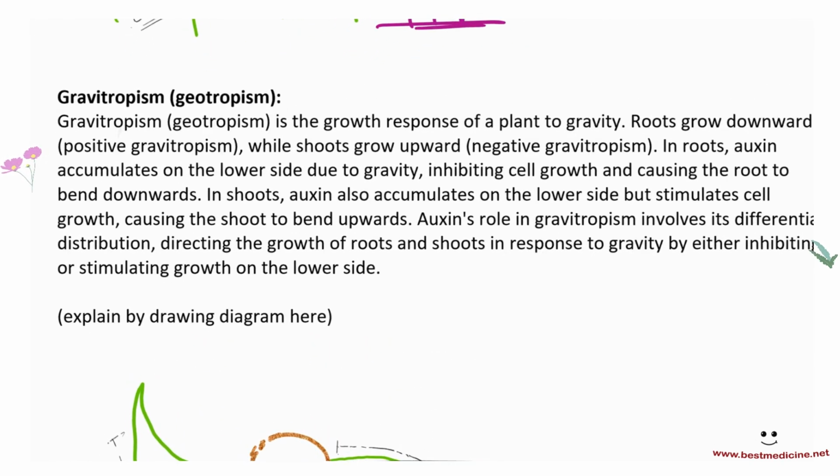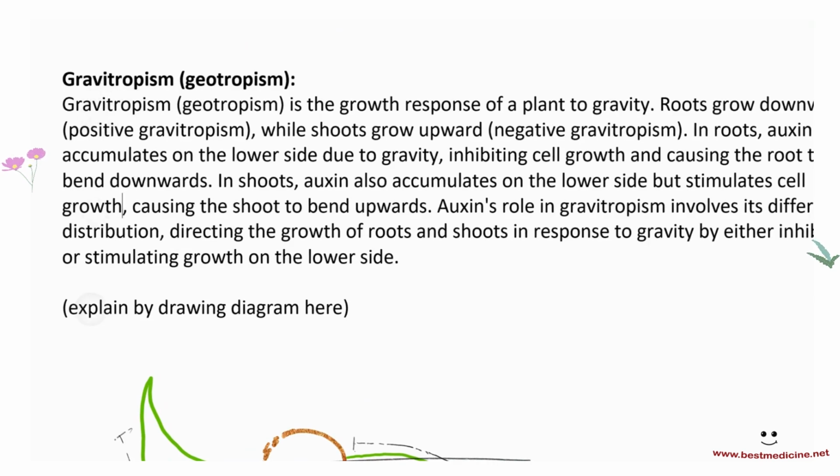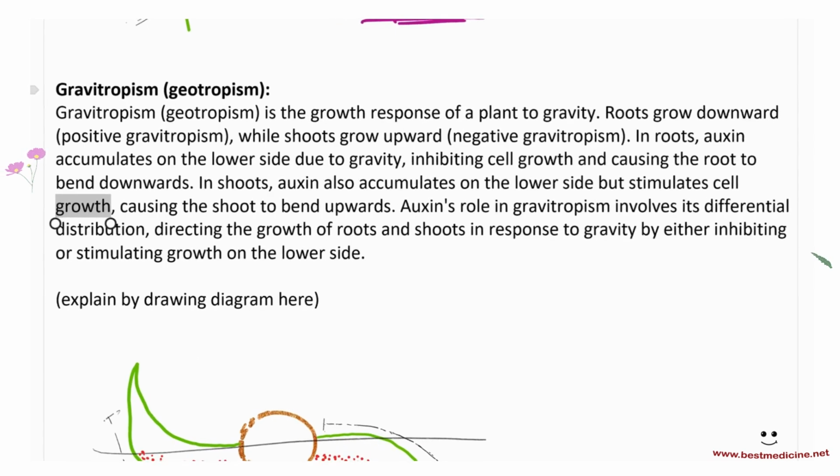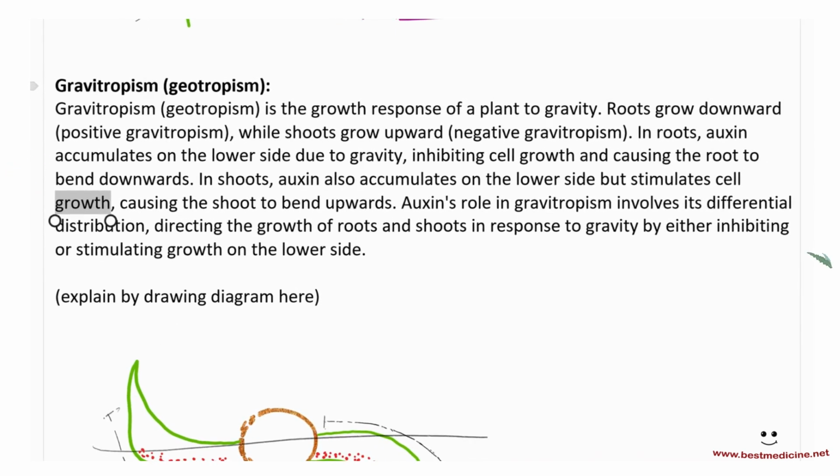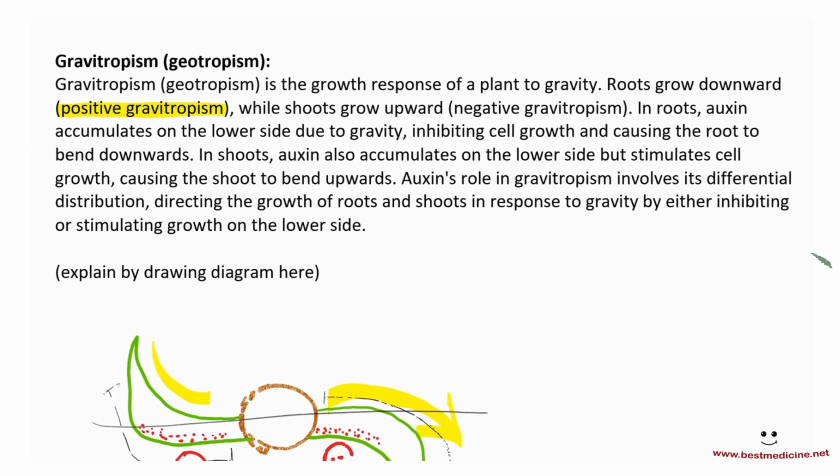Gravitropism, also called geotropism, is the growth response of a plant to gravity. Remember, roots grow downwards, and that is called positive gravitropism, okay? Positive gravitropism in roots, while shoots grow upwards, so that is called negative gravitropism. In roots, auxins accumulate on the lower side, while in shoots, they accumulate on the lower side as well.